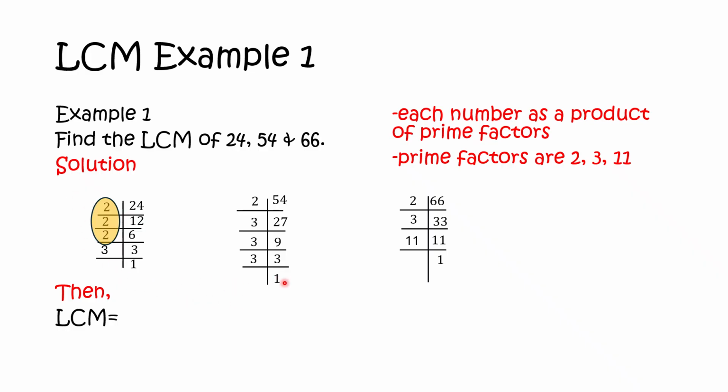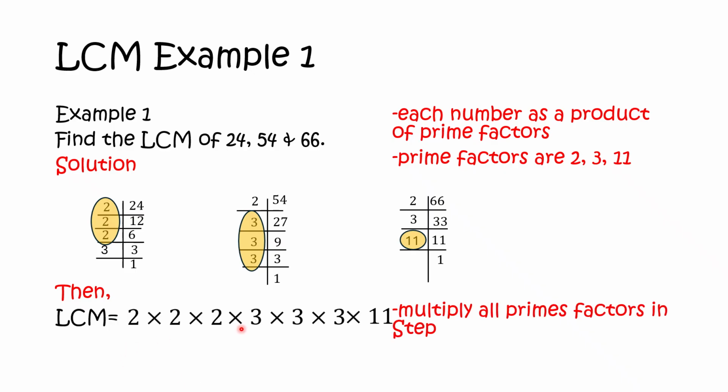We move on to the next prime factor, 3. Where does 3 appear the most? 3 appears the most in 54, and it appears 3 times. So we select that. Now, the next prime factor is 11. Where does 11 appear the most? 11 appears the most in 66 because that is where it appears. So we select that 11, then we multiply all of these selections we have made to get our answer of 2,376. That's how the process works.